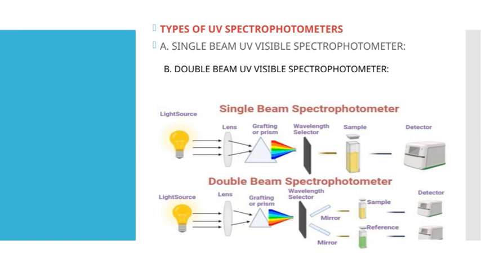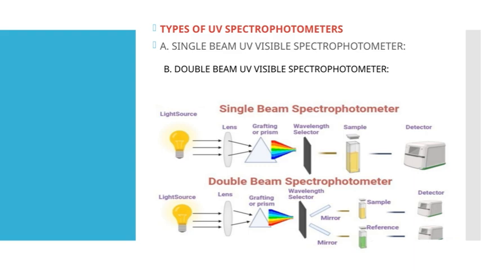Now, moving on to slide 12, let's take a closer look at the double-beam UV visible spectrophotometer. This type of instrument is designed to improve accuracy by simultaneously measuring the sample and reference. It essentially uses two beams, one passes through the sample and the other through a reference, allowing us to compare the two directly. This setup helps to minimize errors caused by fluctuations in the light source or detector, making it more reliable for precise measurements.